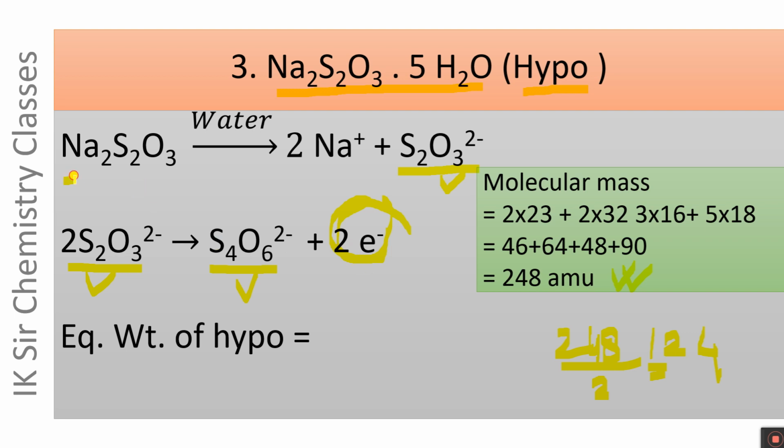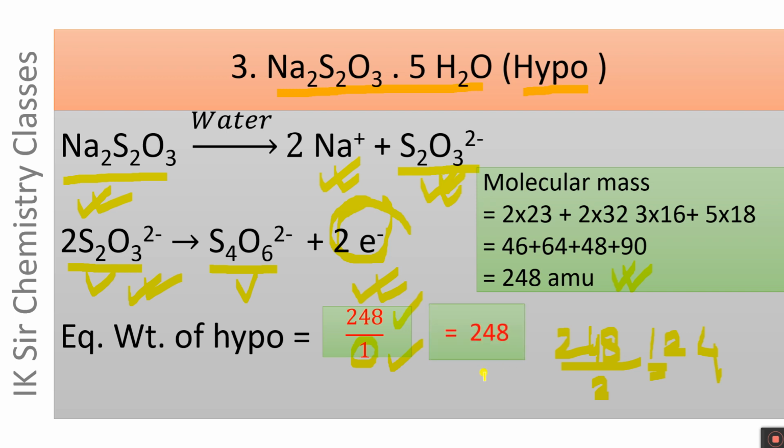One molecule of sodium thiosulfate furnishes one thiosulfate ion, and one thiosulfate ion will lose one electron only, because two thiosulfate ions lose two electrons. Accordingly, its equivalent weight is calculated as molecular mass divided by the number of electrons lost by one molecule, which is 1, so its equivalent weight is 248 and not 124.